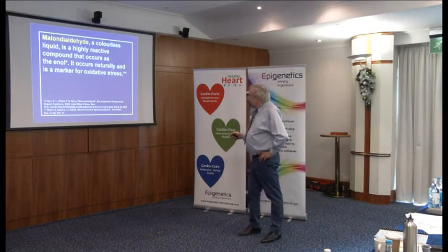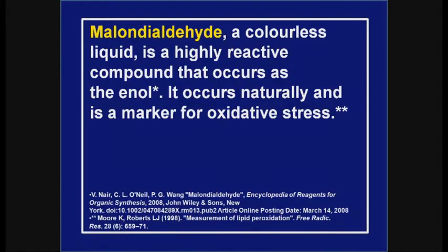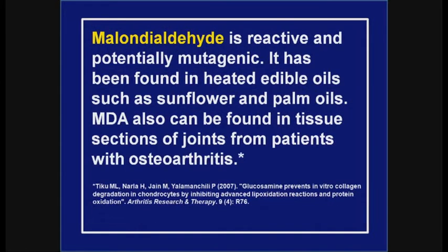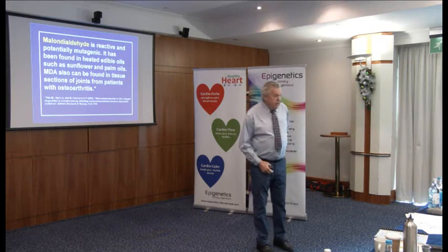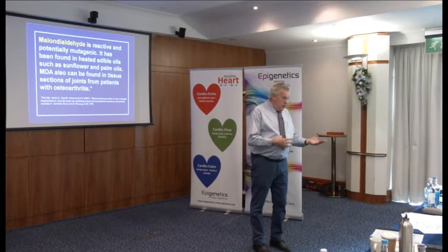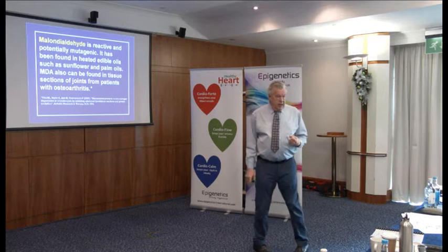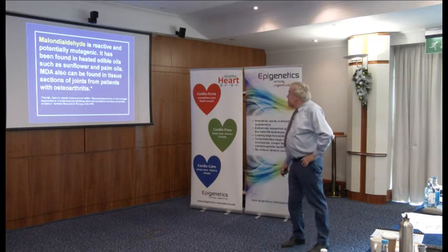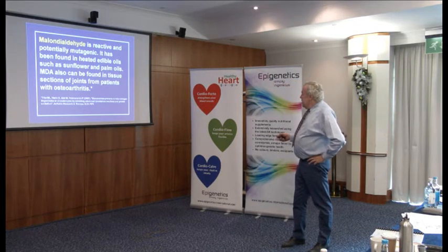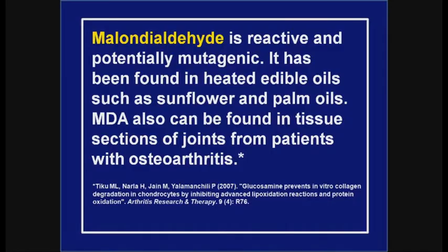It's a colorless liquid. It's a highly reactive compound that occurs as an enol. It occurs naturally and is a marker, as we've said. It's reactive and potentially mutagenic, so it can spark off cancers. In other words, it's carcinogenic because it's a compound where we've got lipid oxidation. It has been found in heated edible oils, such as sunflower and palm oils. It can also be found in tissue sections of joints from patients with osteoarthritis.